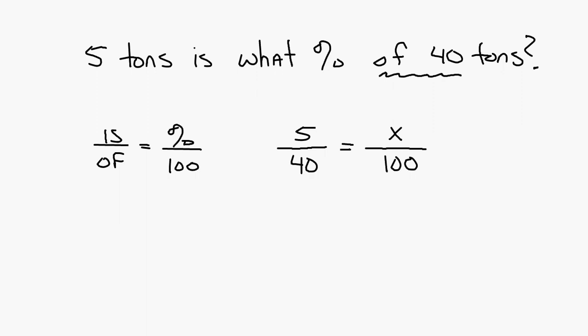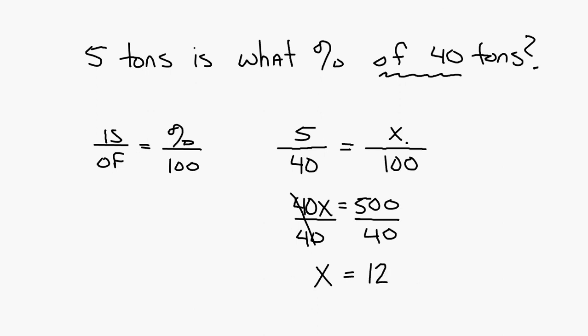And then you can crisscross multiply. So 40 times x is 40x. And 5 times 100 is 500. And you can divide both sides by 40. And x, or your percentage, would be 500 divided by 40, which is 12.5. So 5 tons is what percentage of 40 tons? That's 12.5%.